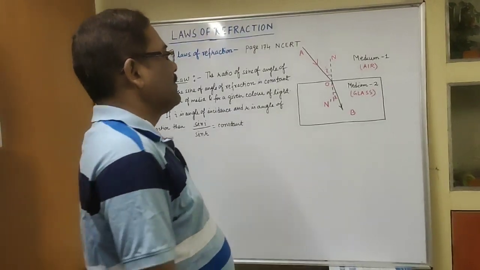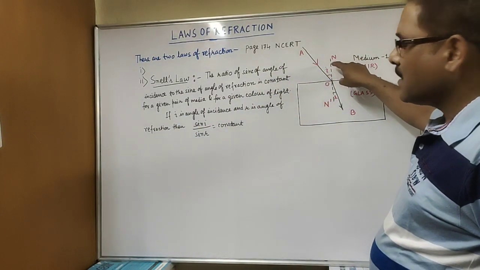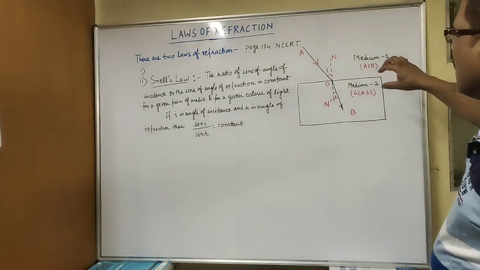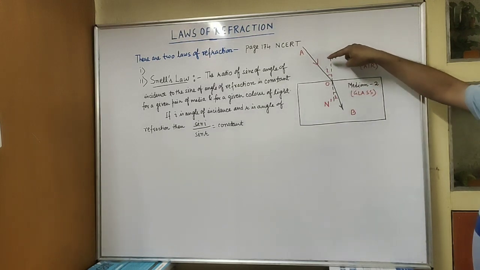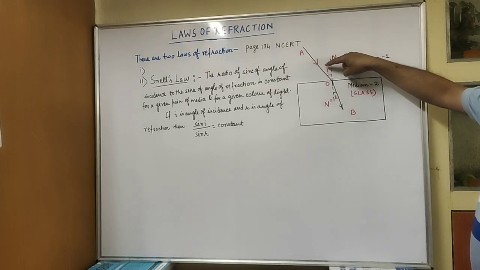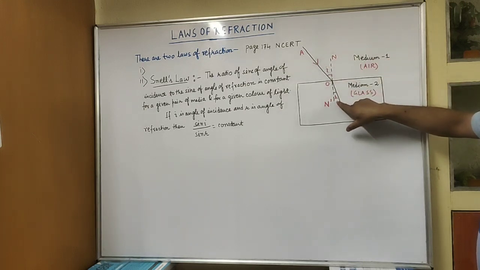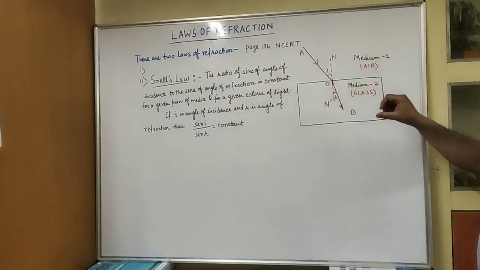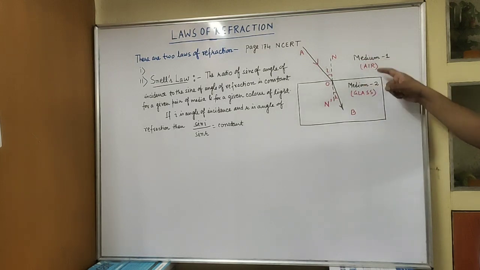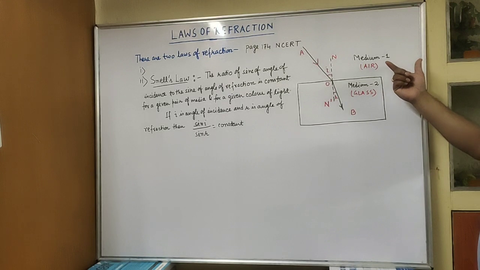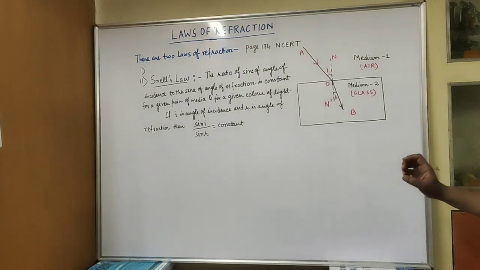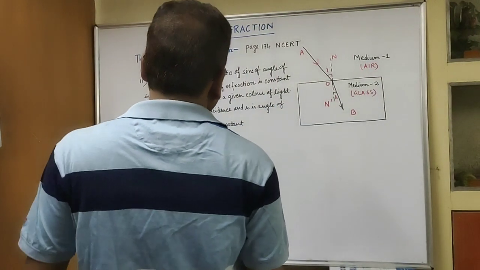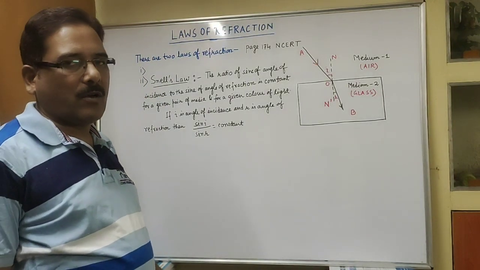In trigonometry you have learned the trigonometrical ratios, sin theta, cos theta, tan theta, like this. So in this, if we take sine of angle of incidence and sine of angle of refraction, then this ratio is constant for a given pair. Here the pair is air-glass, so it will be different for air-water. So for a given pair of media and for a given color of light, this ratio is always constant, and this is known as Snell's law.